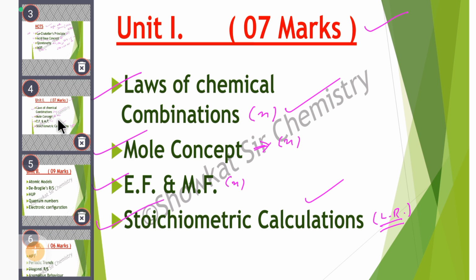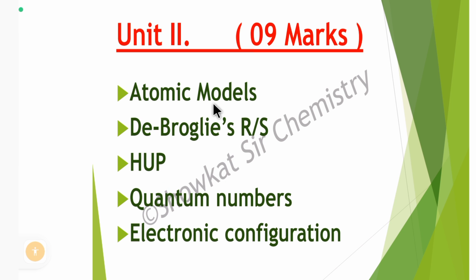Next chapter is your unit 2nd, that carries 9 marks. So you have to remember this. This is according to the latest syllabus as prescribed by the board. So that is actually your 2nd chapter, structure of atom. So here you will study the atomic models. They are very important, atomic models, particularly the Bohr's model, right? Bohr's model, that's very important.